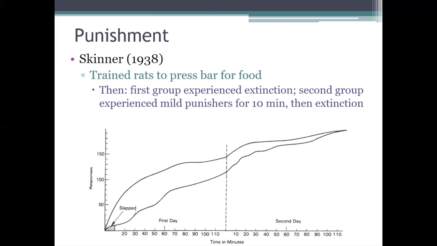However, when that punisher was removed, when the bar stopped slapping upward like that, those rats went back to pressing the bar. And by the end of the second day of the experiment, both groups of rats had made a roughly equal number of total bar presses. And so Skinner concluded that punishers only produce a temporary suppression of responding, and that in the long run, they're no more effective than extinction. That was Skinner's conclusion.